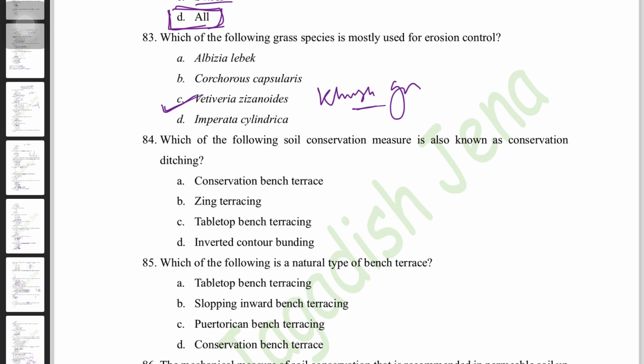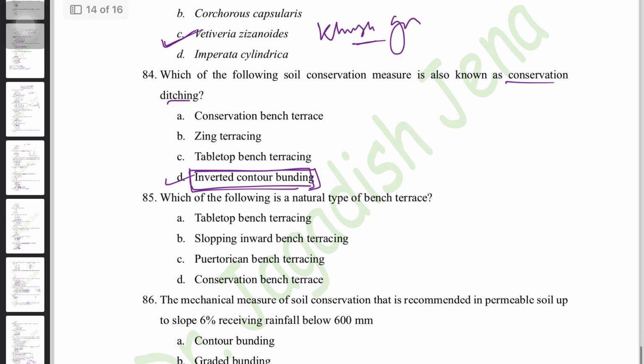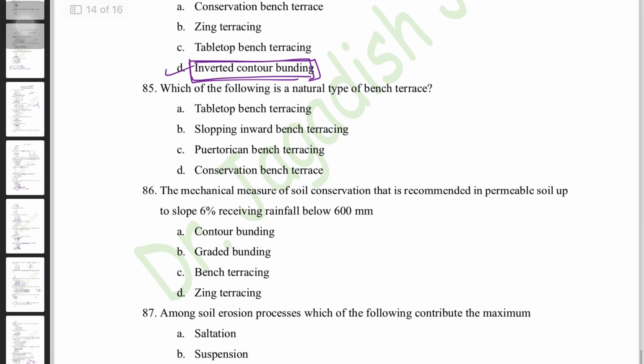Next question, which of the following soil conservation measures is also known as conservation ditching? That is inverted contour bunding. Inverted contour bunding is also known as conservation ditching. Next, which of the following is a natural type bench terrace? That is Puerto Rican bench terrace. Puerto Rican bench terrace is a natural bench terrace.